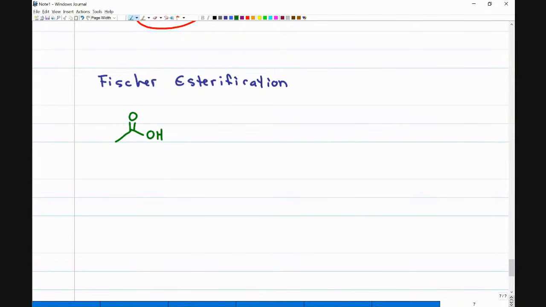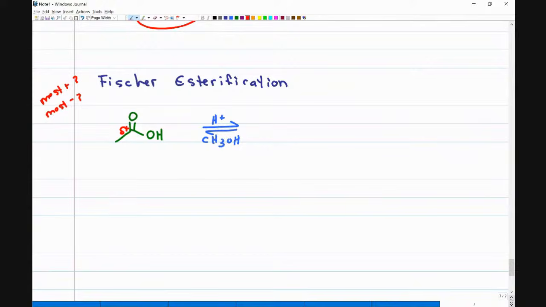We have a carboxylic acid. Remember that it is partially positive over here. And remember the question, what is the most positive? What is the most negative? And then how do they attack each other? We're going to do Fischer esterification by reacting it with an acid catalyst and an alcohol. This is a reversible reaction. You just change the solvent to reverse it. Put water and it'll go backwards.